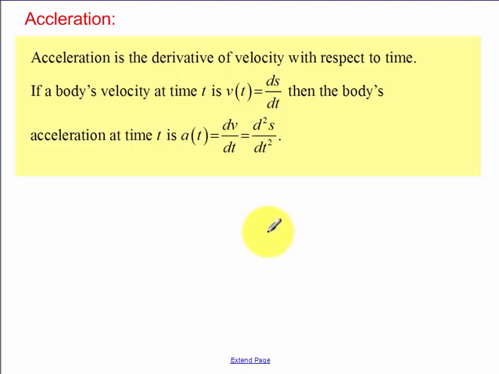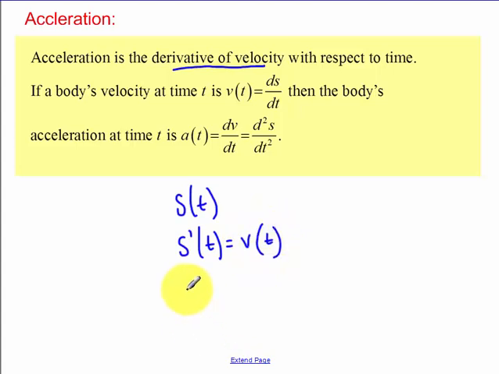Acceleration. Acceleration is the derivative of velocity. Okay, so I look at them like a ranking. You have position. You have the derivative of position, that gets you velocity. When you look at the second derivative of position, which is the first derivative of velocity, that gets us acceleration.